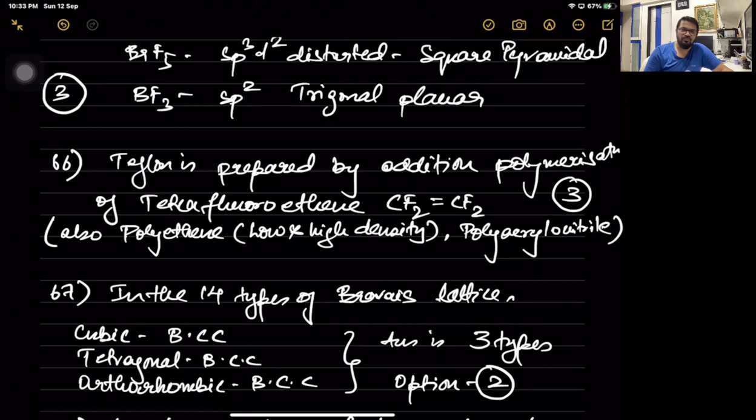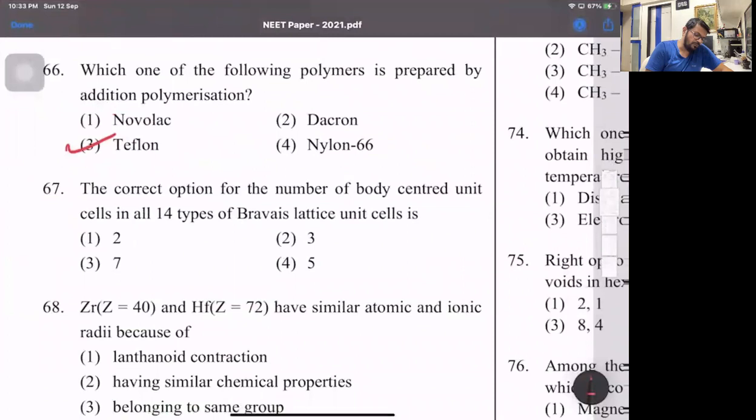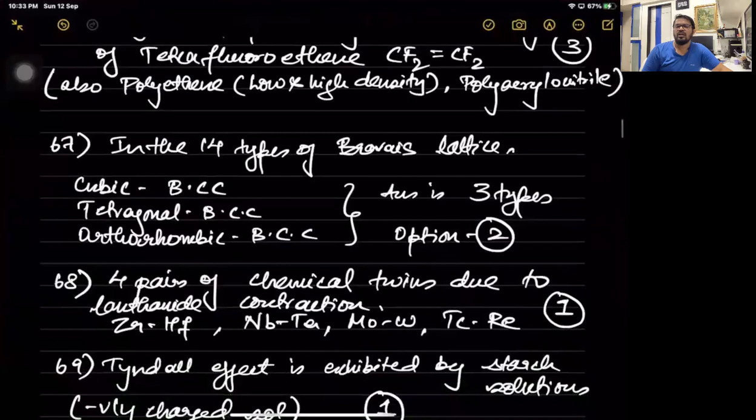67th one. Now, this was basically a facts part. In the 14 types of Bravais lattice, how many have BCC as their unit cells? Apart from their primitive nature, how many BCC do we have? In this category, we have three of them. The cubic has primitive as well as BCC. Tetragonal also has BCC. And orthorhombic also has a body-centered structure. So you have a total of three Bravais lattices which have BCC lattice. So that's option two. 67 is 2.